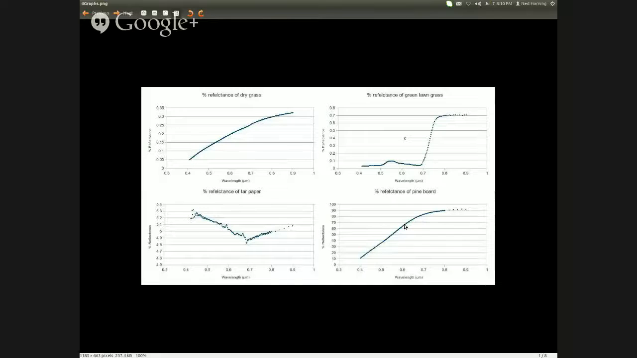So this is, again, just to show that every feature that we see on the ground has a different spectral curve. Some people look at spectral curves as a kind of fingerprint for identifying features, and that's what we're trying to do with a lot of our analysis.